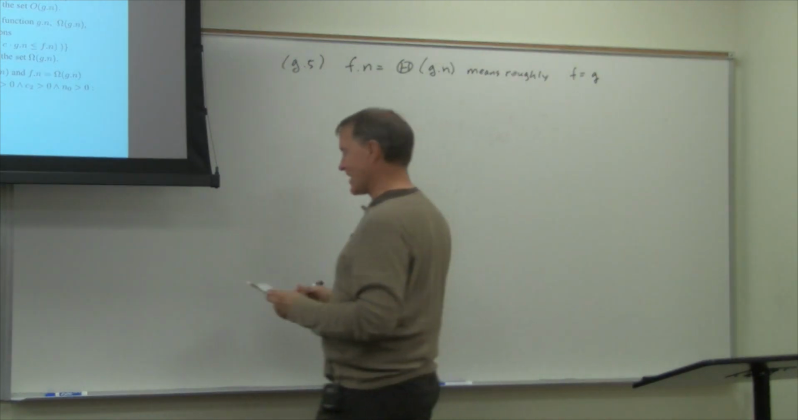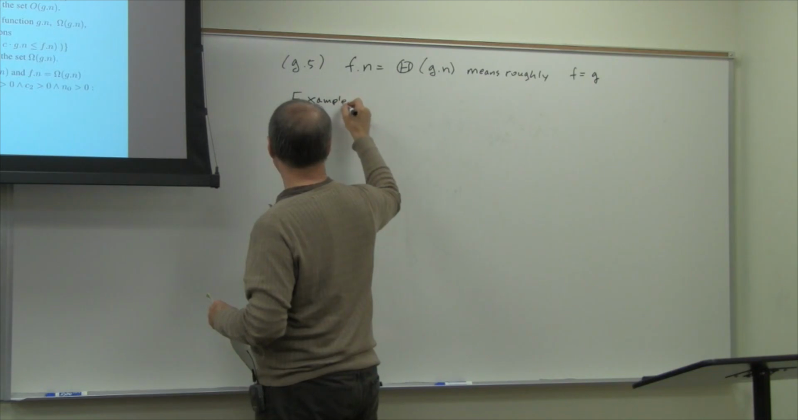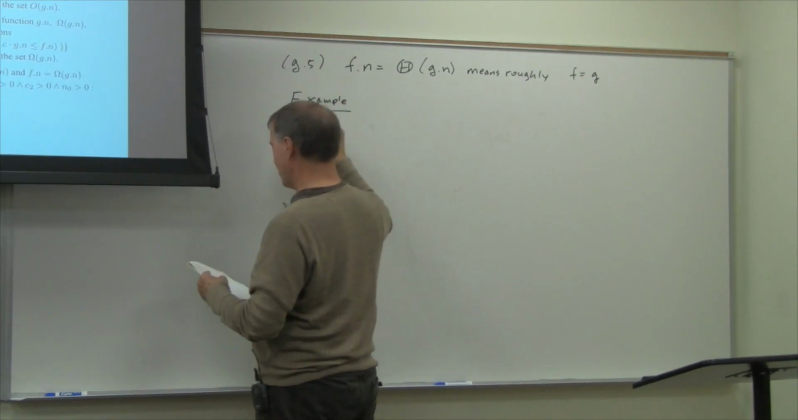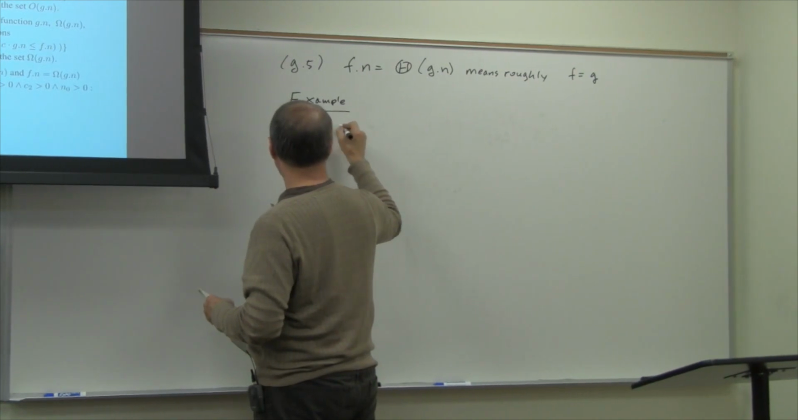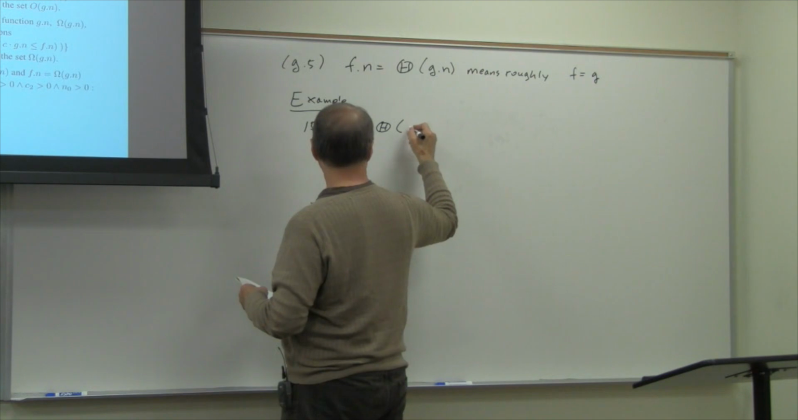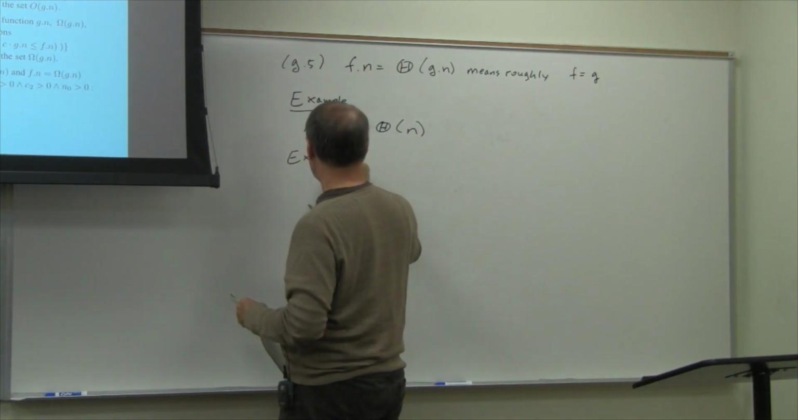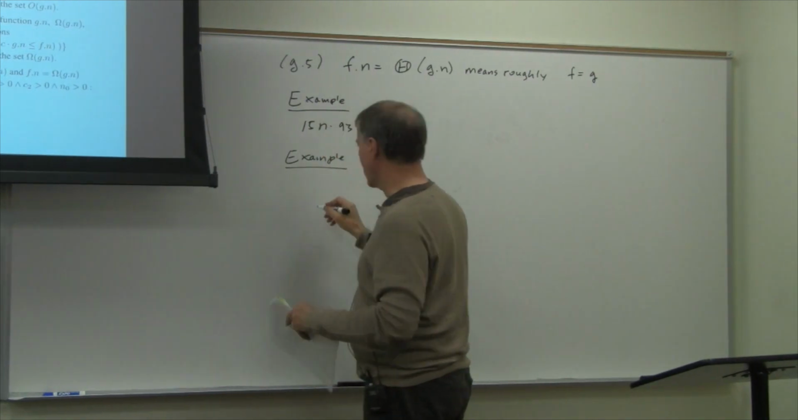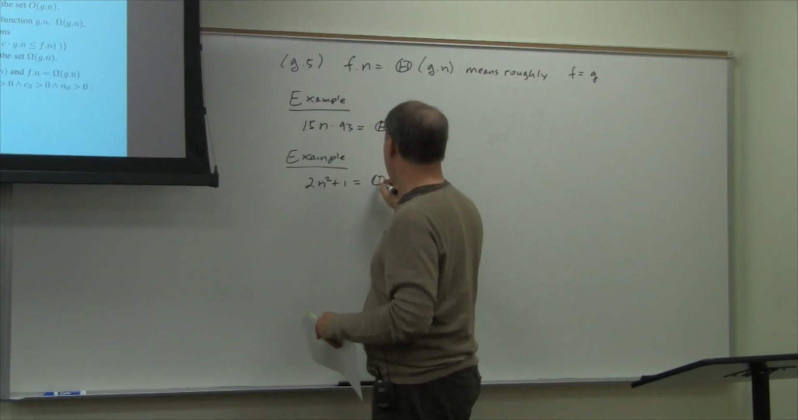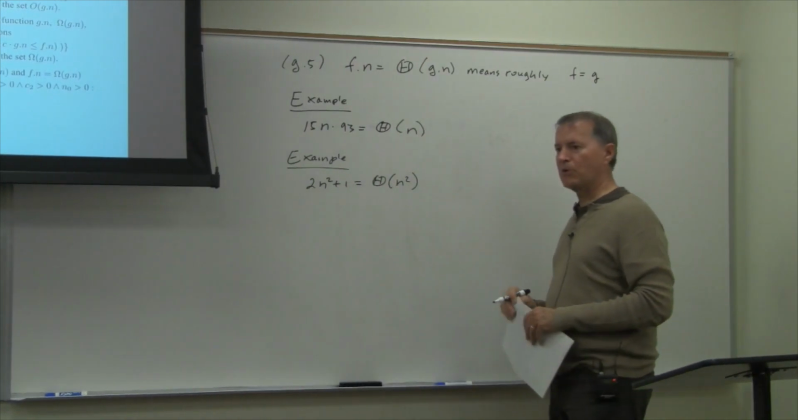Okay? And the two examples that we have, we've already done. In other words, we just proved that 15n plus 93 equals big theta of n. And another example that we just proved is that 2n squared plus 1 is big theta of n squared. Because we proved both ways.